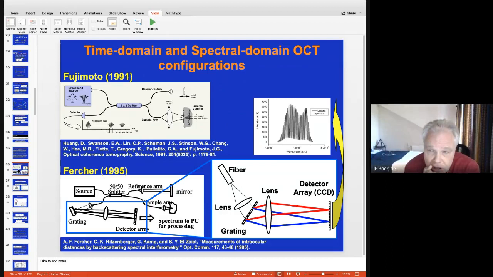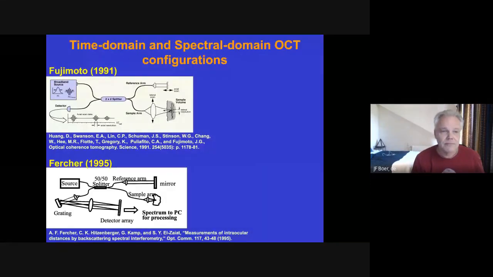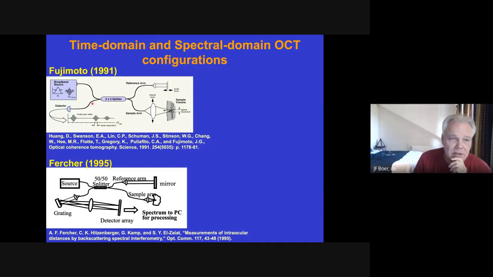So what I want to show you now is what happens if we go and measure with a different configuration. So the top image here is the OCT system as I have explained it so far with a reference arm that moves back and forth. And this was described by Fujimoto in 1991. He's the grandfather of OCT, or instigated the whole field.